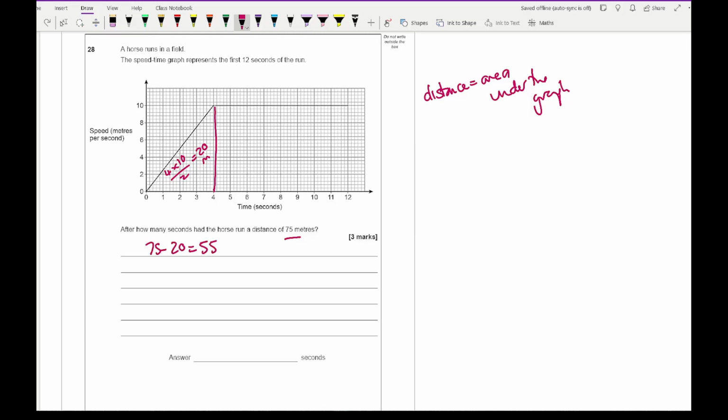Now if I imagine that each of these rows is going to be 10 meters, because again it's 1 times 10, so that's 10 meters, that's 10 meters, that's 10 meters. What I'm needing is 55 of these, so that's 10, that's 10. I'm needing half of those, and that's 5. So the time is going to be 9.5 seconds.